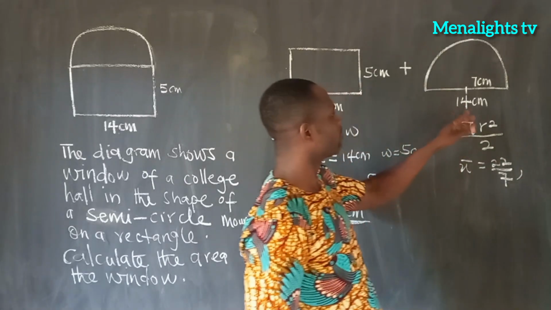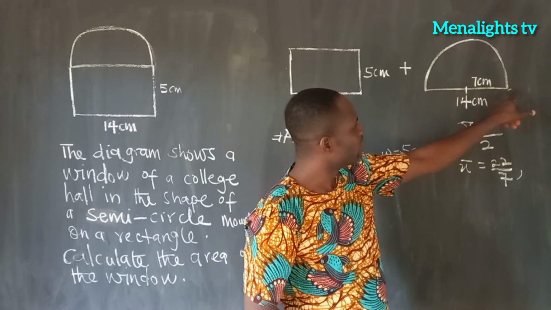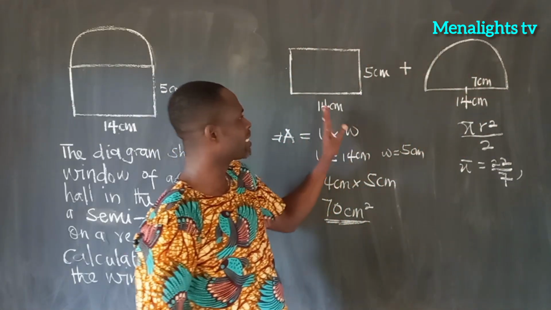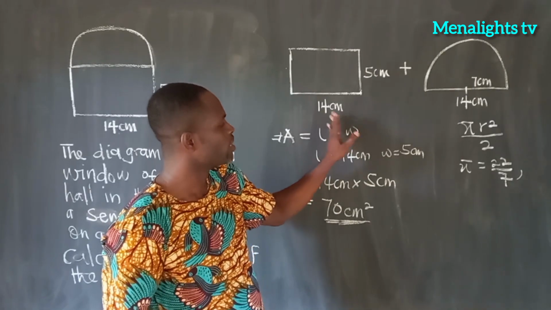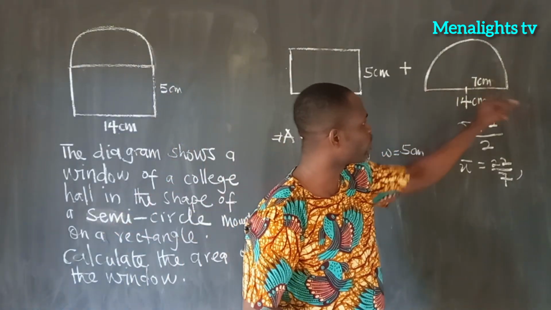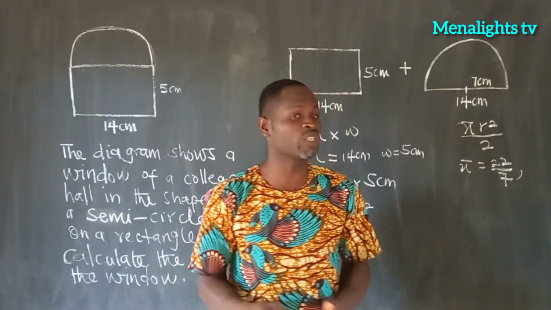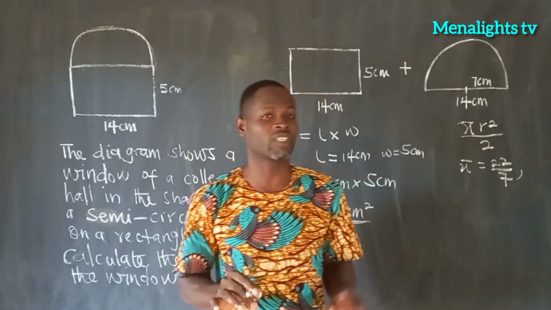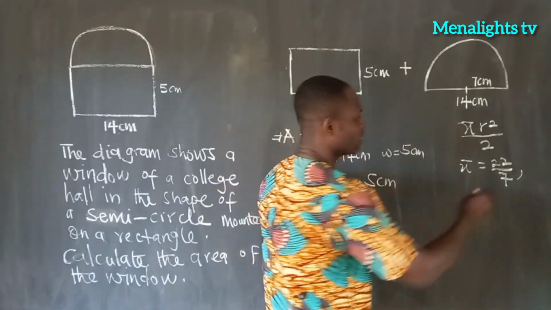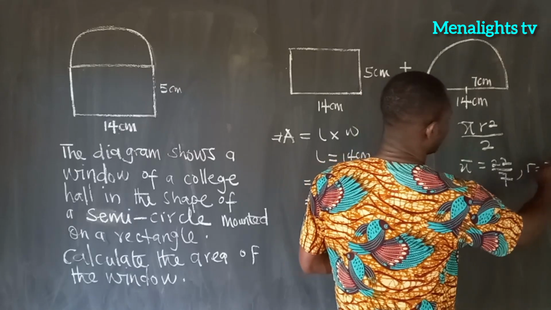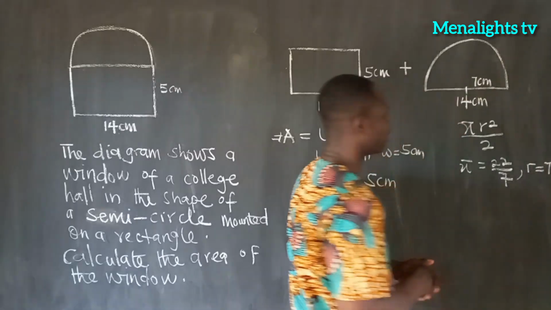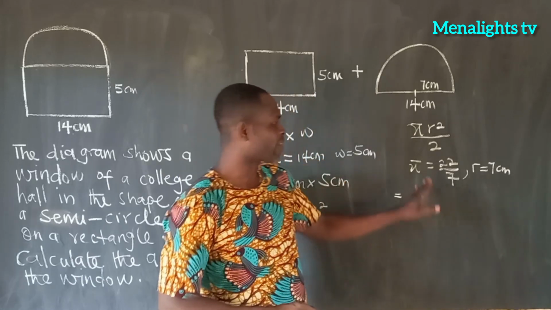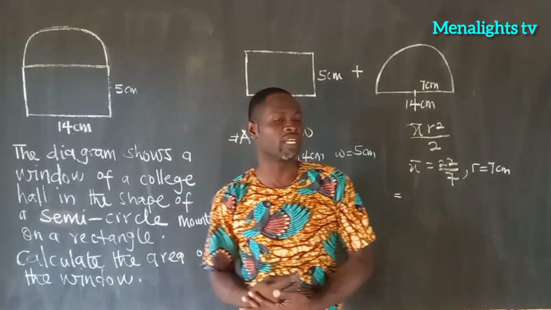Now when you look at this, the semicircle is sitting on the rectangle. So the length of the rectangle here is 14 centimeters, so it means the length here is also 14 centimeters, which is the diameter. For us to find the area, we need a radius. So from there we can reduce our radius to be equal to 7 centimeters.